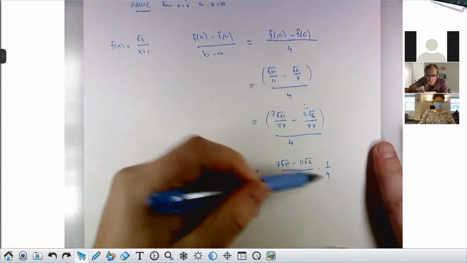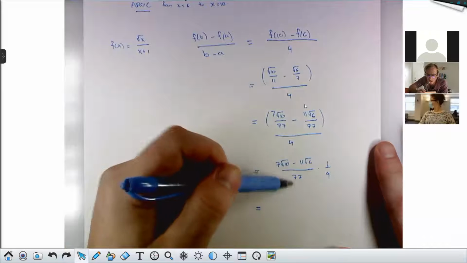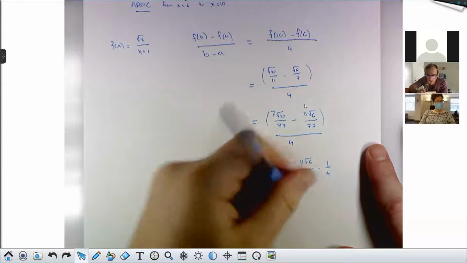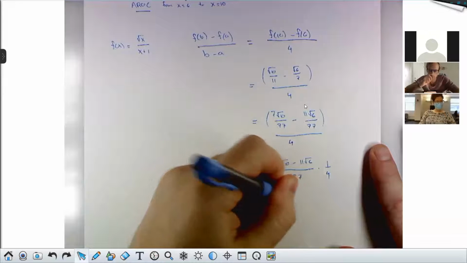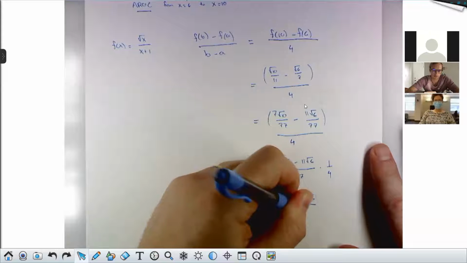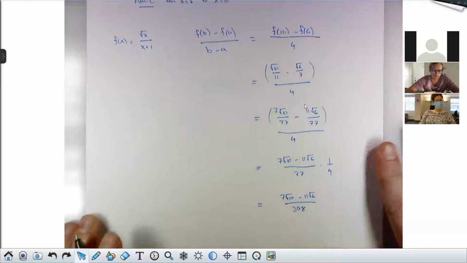And I'm going to need a second to do the arithmetic here. 7 times 4 is 28. So this is 280 plus 28, which should be 308. So this would be 7 square roots of 10 minus 11 square roots of 6 divided by something like 308.